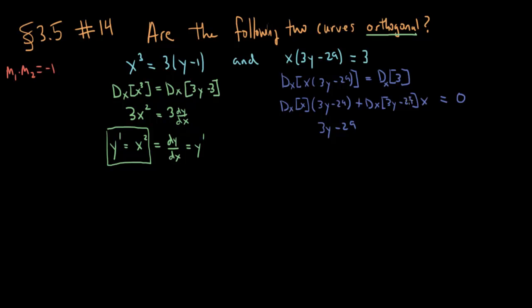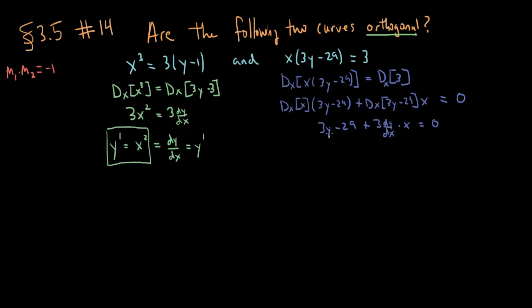But now the derivative here, the derivative of 29 is just 0. That's a constant. But we take the derivative of 3y. We did that over here. We find that the derivative of 3y with respect to x is just 3 dy dx. But don't forget about that x over here. So times x equals 0. Now I need to solve this equation for dy dx.